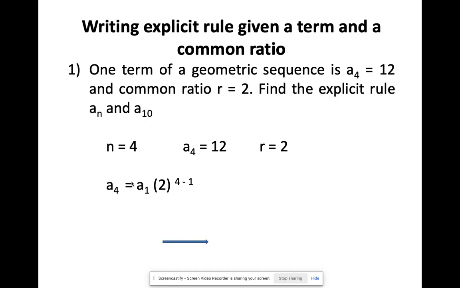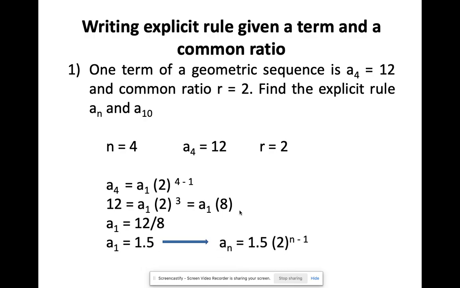So a sub 4 is 12, right? And then 4 minus 1 is 3, 2 to the third is 8. So 12 equals a sub 1 times 8. And then I'm going to solve, which means if I divide both sides by 8, my a sub 1 is 12 over 8, or simply 1.5. So my equation now will be 1.5, which is my a1, times 2 raised to the n minus 1.